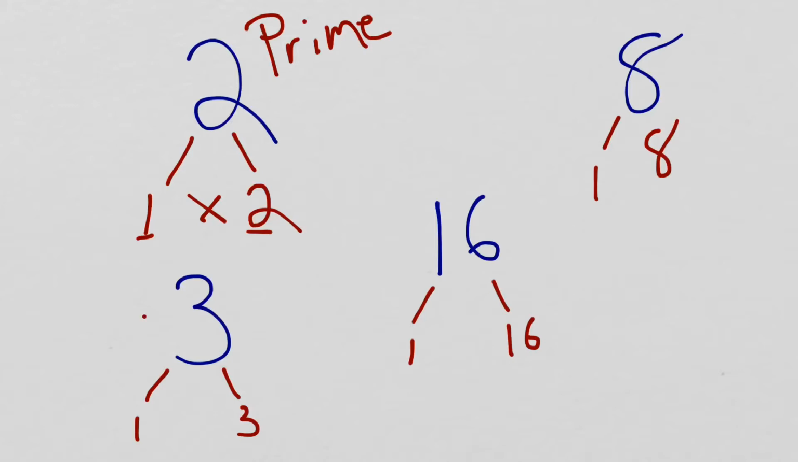Let's look at 3. Can I multiply any whole numbers together, other than 1 times 3, to get 3? No. So 1 and 3 are the only factors of 3. That makes 3 prime.